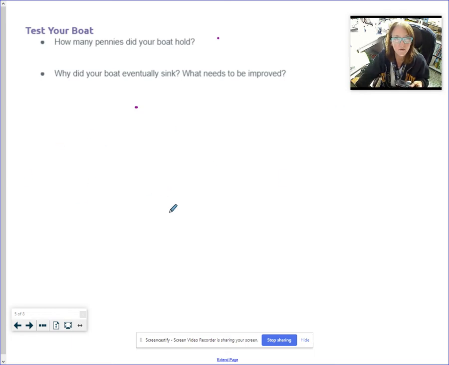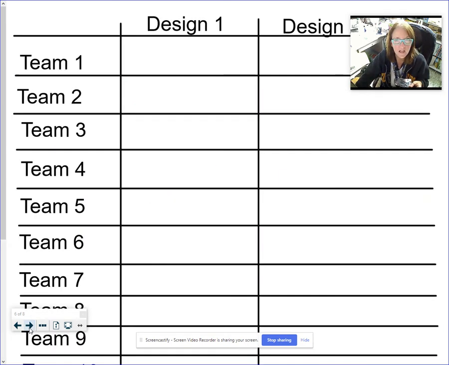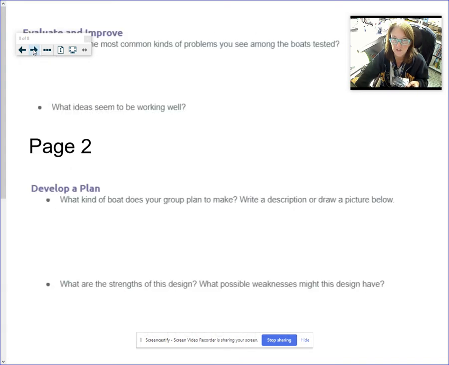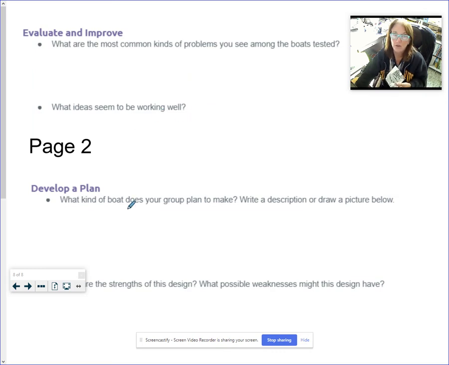Once you get this first side written down and documented, then what we're going to do is record team one's design, how many pennies did it hold? And we'll go through the list of all the teams. And then I want you to do some show and tell. I don't know if we're going to walk around the room or you're just going to look and see what other groups did that had more success perhaps than you. Okay. Finish this front side. What were the common problems you saw? What ideas seemed to work well? And then you're going to start over.